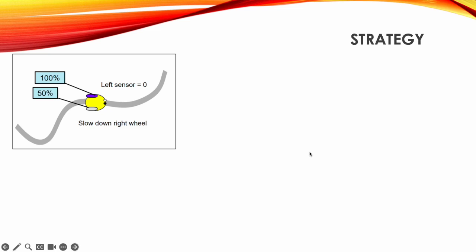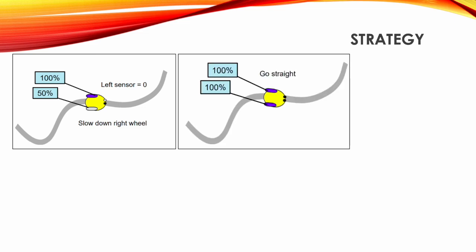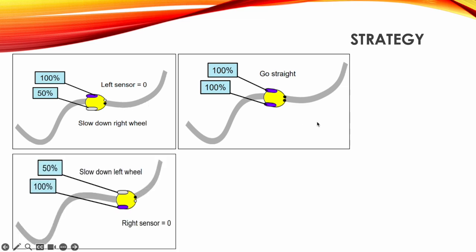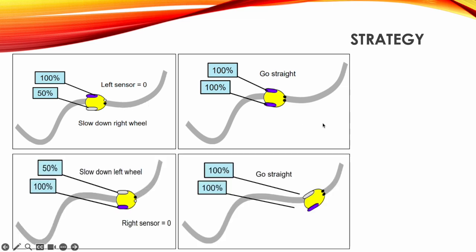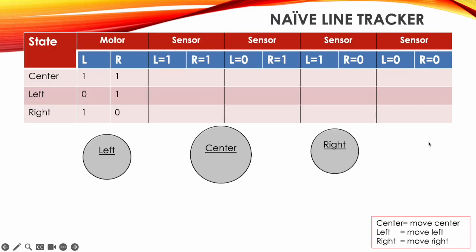What do you do? So in general, our strategy is going to be to turn by slowing down a wheel. So we want to slow down the wheel in the direction we want to turn. We want the other wheel to be faster. So we can do that really in all the different situations. And we want both wheels to go at the same speed if we're going straight forward. So that's roughly the strategy we're going to try to follow.